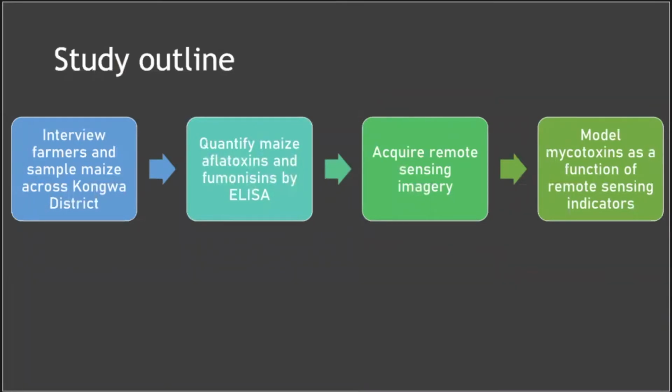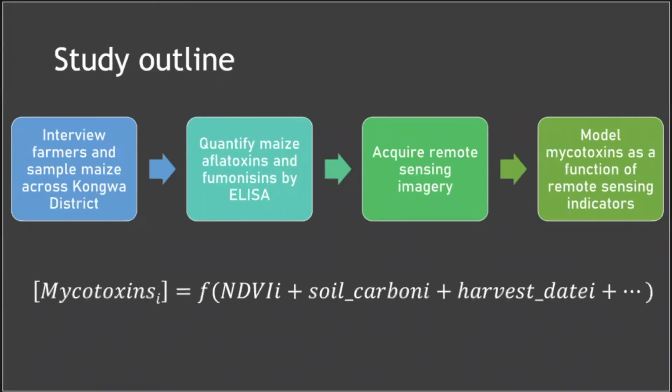So to try and get at this question of how the environment's influencing the geographic dispersion of mycotoxins across a smallholder farming system, I first went to Kongwa, interviewed farmers, and sampled maize at grain mills, then quantified mycotoxin values by an enzyme-linked immunosorbent assay. Next, I acquired remote sensing imagery of different environmental risk factors, and finally tried to model mycotoxins as a function of these remote sensing indicators, so concentration of mycotoxins as a function of things like NDVI, soil carbon, harvest rate, et cetera.